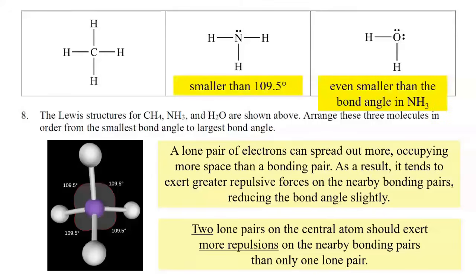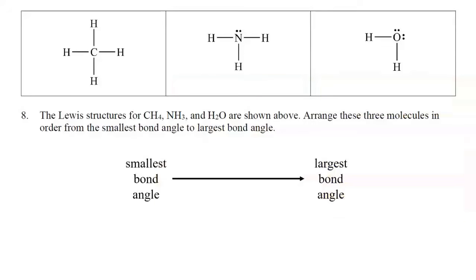So our prediction is that the bond angle in H2O should be even smaller than the bond angle in NH3. That means that if we rank these molecules from smallest bond angle to largest bond angle, H2O would be the smallest bond angle, and CH4 should be the largest bond angle with NH3 in between.